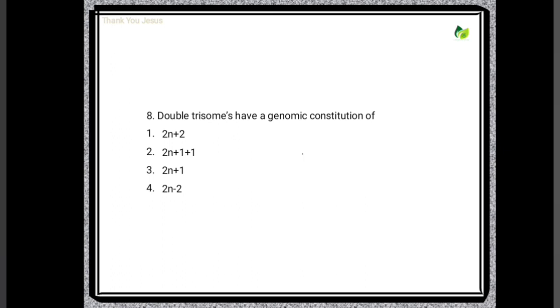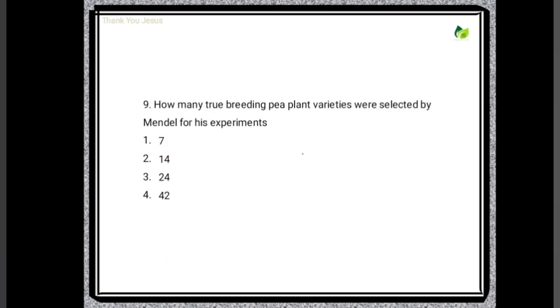Here the double trisomy has a genomic constitution of 2n plus 1 plus 1. Okay, so the correct answer is 2n plus 1 plus 1 for double trisomes. Let's see the next question.